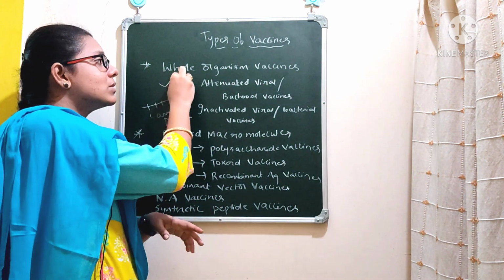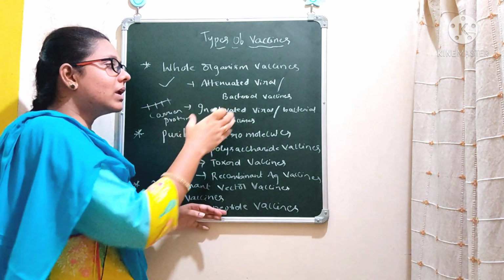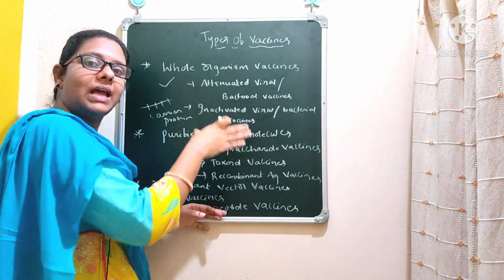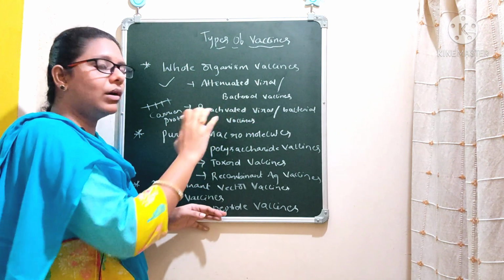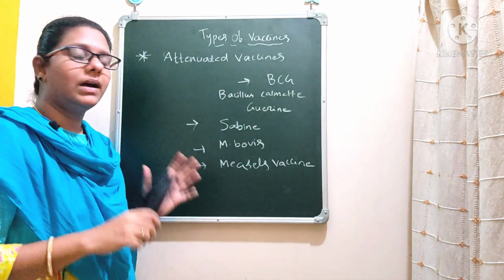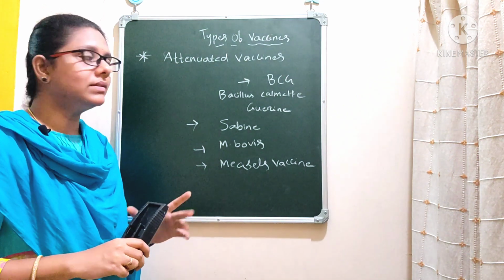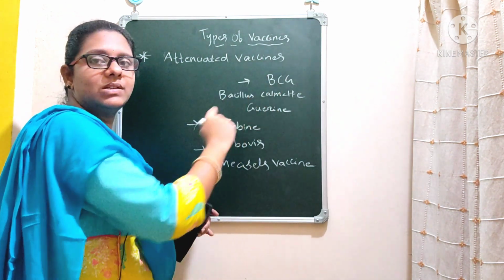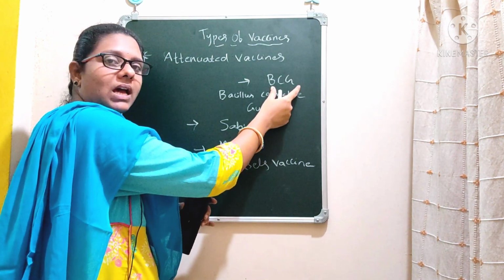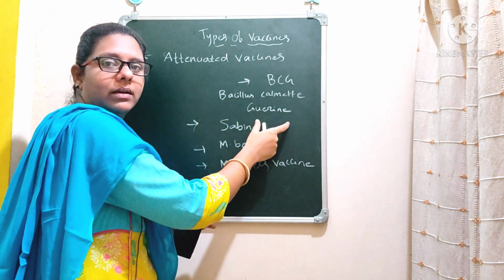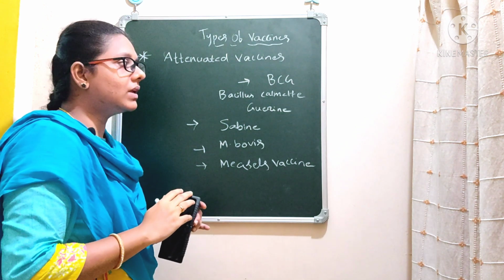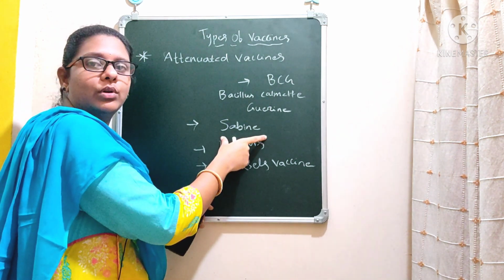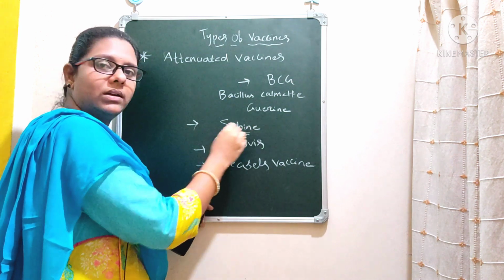First we will go with the whole organism vaccines, where I am going to talk about the attenuated viral and bacterial vaccines and the inactivated or killed viral or bacterial vaccines. Coming to the attenuated vaccines, some examples are the BCG vaccine, and BCG stands for Bacillus Calmette-Guerin. This vaccine is given against tuberculosis. And moreover, the Sabin polio vaccine. So this is an attenuated vaccine.